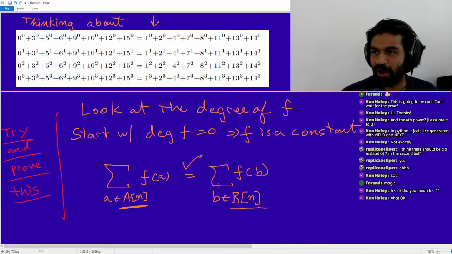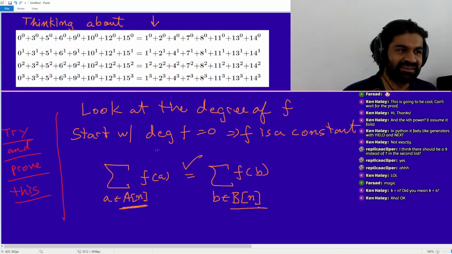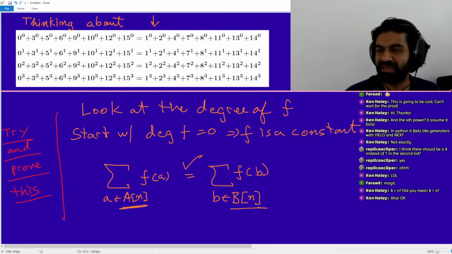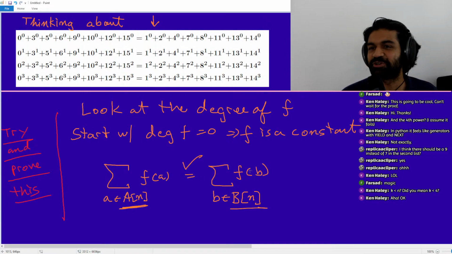Okay, so I hope that makes reasonable sense, but let me know if there are any questions about it. So if f is a degree 0 polynomial, then you can definitely compute f of a for all the terms in An and compute f of b for all the terms in Bn, and you can add them up on either side. You should get the same thing either way.